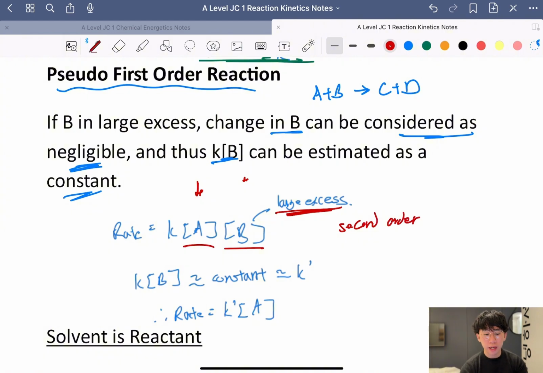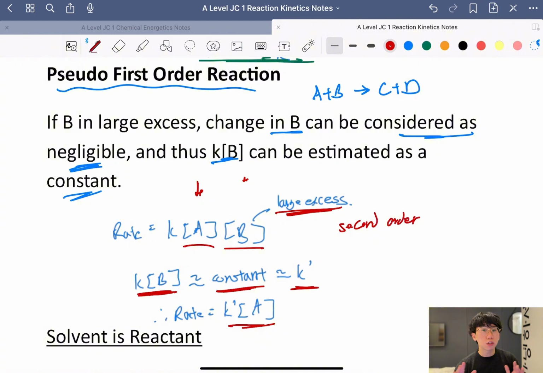And therefore, you can pretty much assume that k[B] in this equation would be estimated as a constant, and we can represent this as k prime. And therefore, our new rate equation would be rate equals k prime times the concentration of A. And in that way, we have just made a second order reaction similar to a first order reaction, or what we call a pseudo first order reaction.